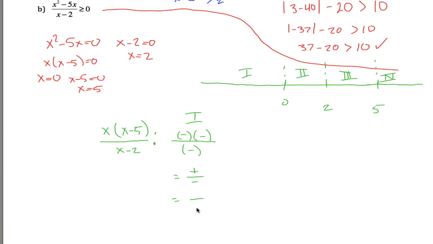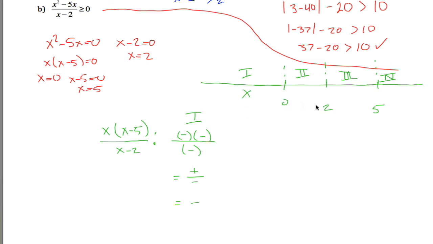So what I'm saying, that looks like a division sign. I don't know if that's any better. When I plug any number in region 1 into this equation, the left-hand side is negative. Negative numbers are not greater than or equal to 0. What that means is none of these will be solutions.